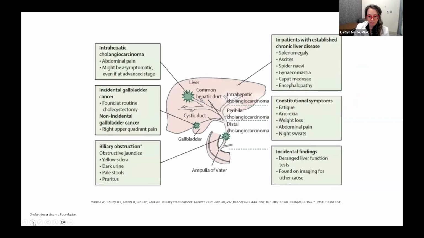So this is a nice picture that's actually available on the Cholangiocarcinoma Foundation website, and it just kind of summarizes a lot of what we've talked about already, that there are different locations where cholangiocarcinoma can be diagnosed: intrahepatic, which is inside the liver, coming from those little bile ducts; the perihilar cholangiocarcinoma, which is at that bifurcation of both the right and left ducts; or the more distal cholangiocarcinoma. Again, the symptoms of biliary obstruction tend to be obstructive jaundice, which is that yellowing of the skin and eyes, dark urine, pale stools, or itching.